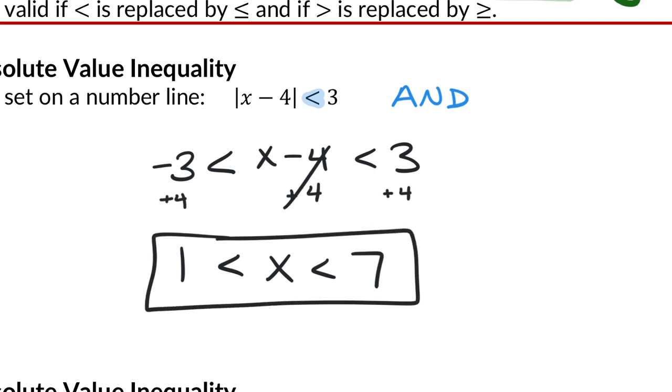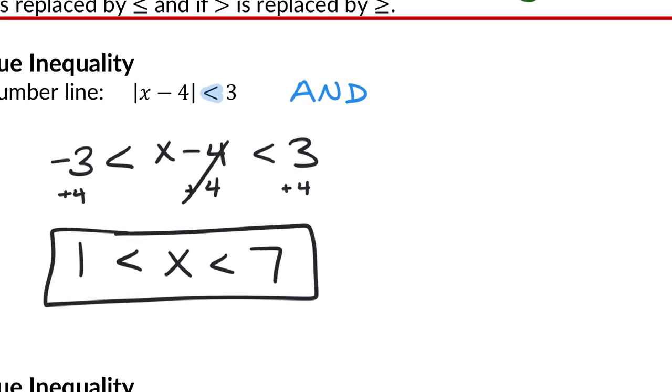We solved the less than, the "and" statement, using a compound inequality. Graphically, our solution looks like this. 1 is smaller than 7, but since they're both no line underneath those symbols, we fill it in like that.